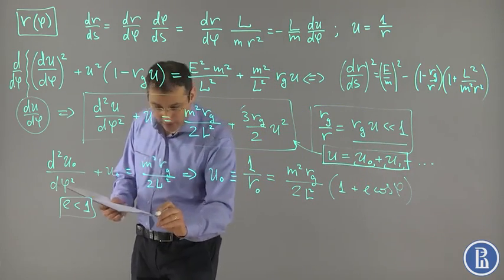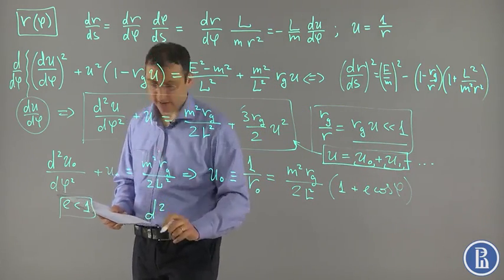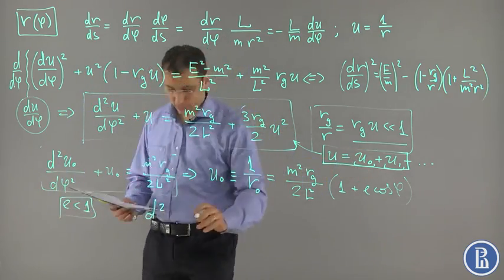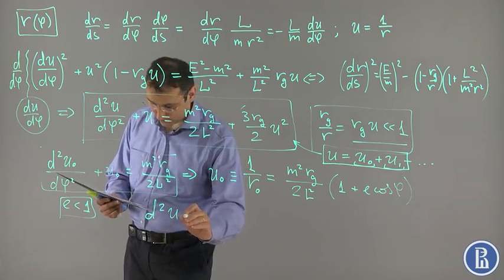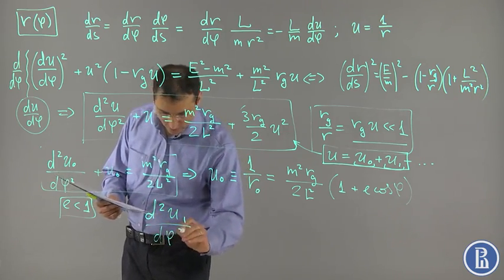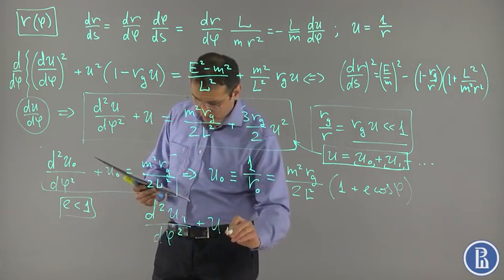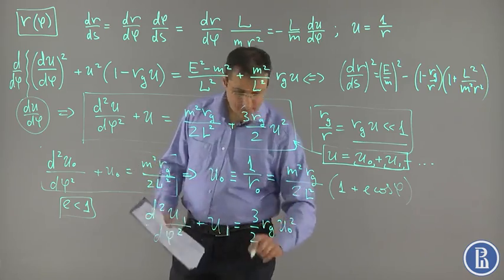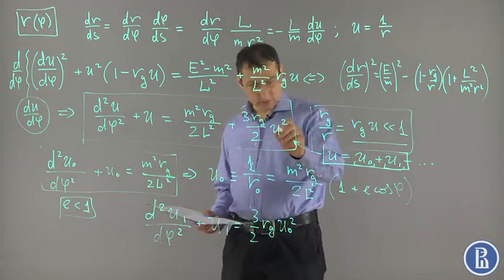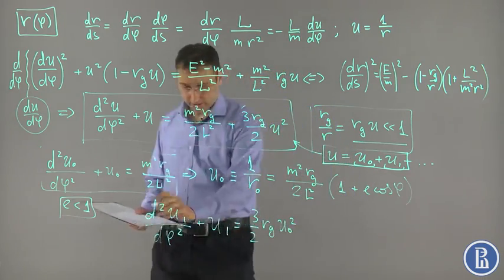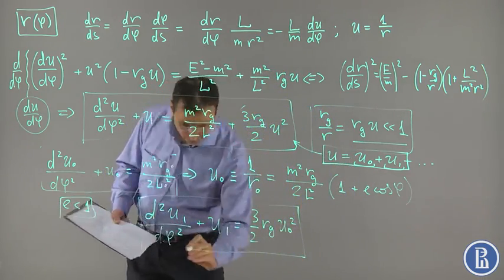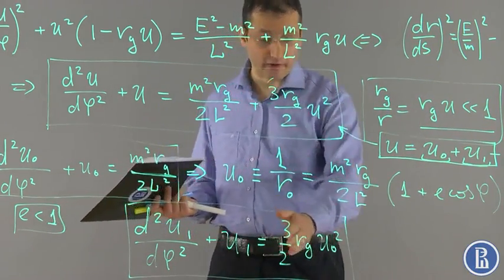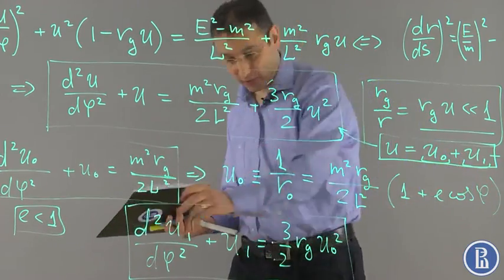Then, for u1, taking into account the equation obeyed by u0, we obtain the following equation: d squared u1 over d phi squared plus u1 is equal to 3/2 rg times u0 squared. This is easy to see. We took into account u0 in this term only. So this is the equation we obtained for u1. The general theory of relativity correction to the Newtonian trajectory will follow from here.